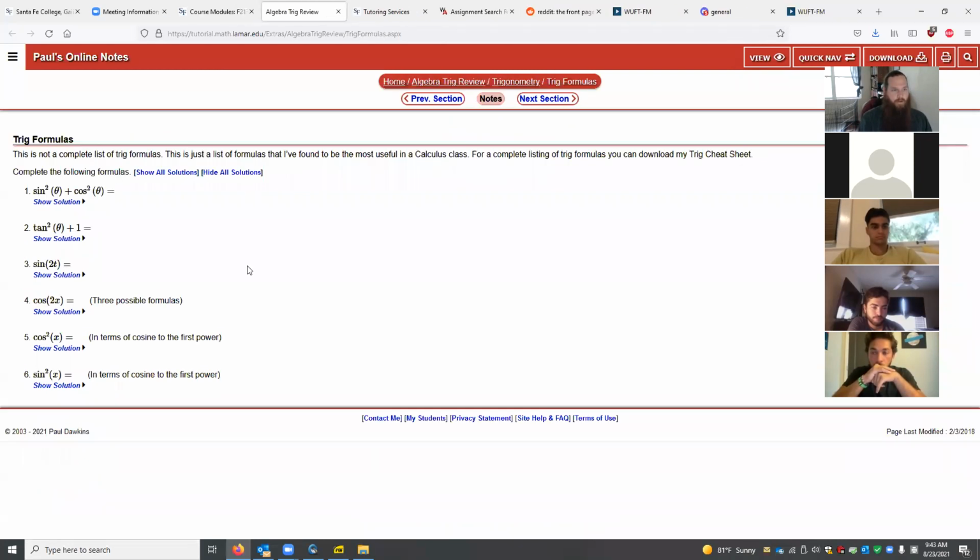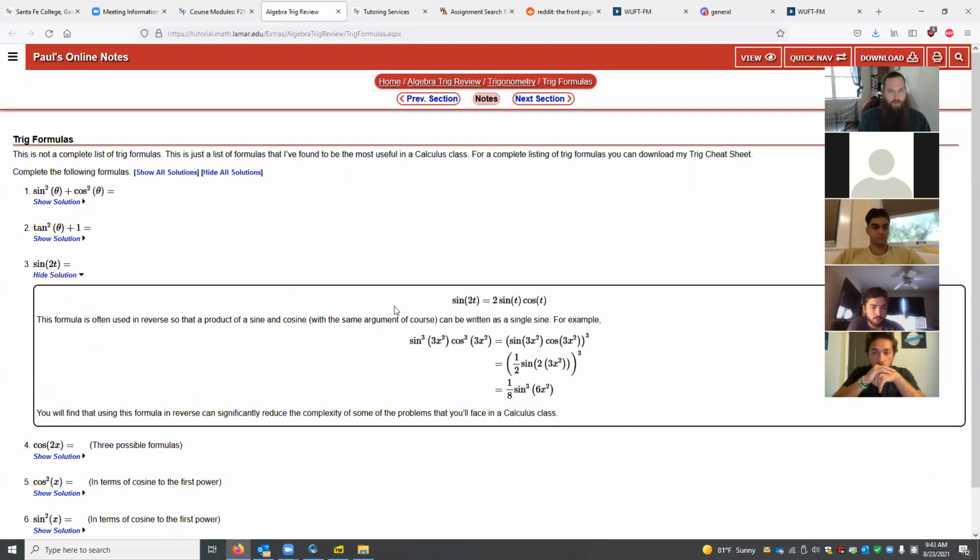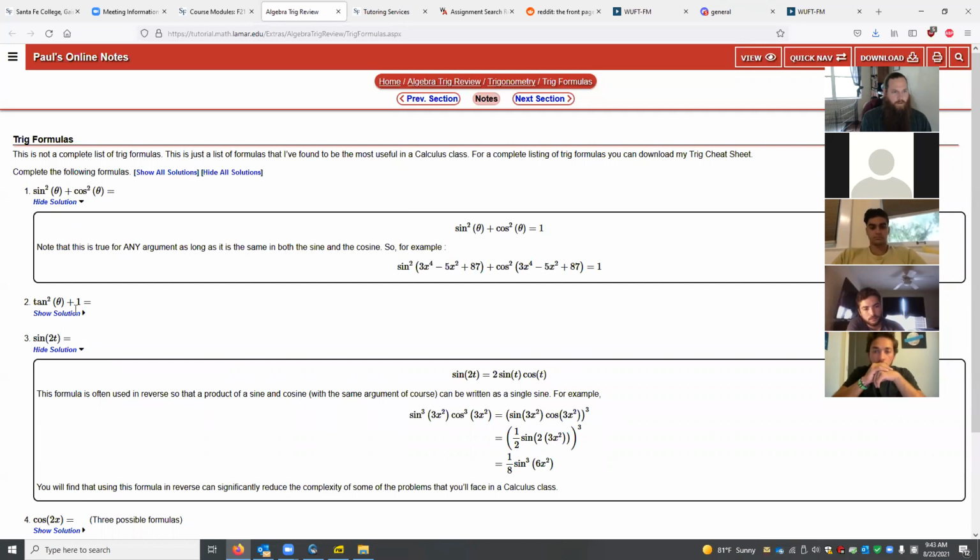In addition to that, make sure you know your trig identities, like sine 2t is 2 sine t cos t. And if you want to expand some more complicated expressions or collapse complicated expressions, you'll need to use those identities. So the Pythagorean identities, sine squared plus cos squared equals 1, of course. Tan squared plus 1 equals, what is this guy?